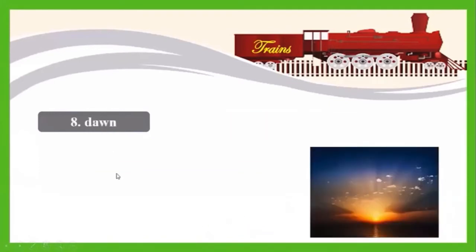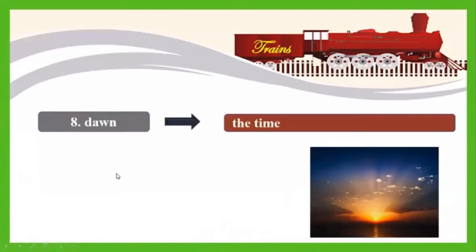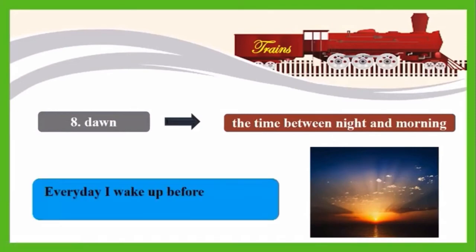Now the next word, dawn. The meaning of dawn is the time between night and morning. The sentence you can make is? Yes, every day I wake up before dawn and go for a walk. You can make your own sentences. In any way you can make your sentences.